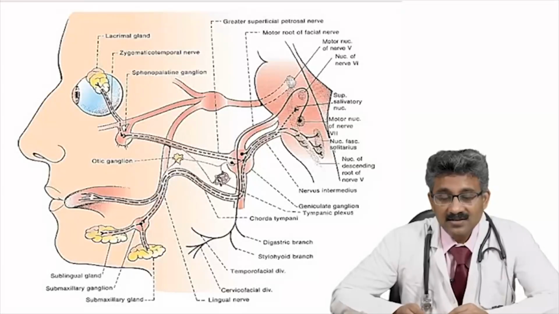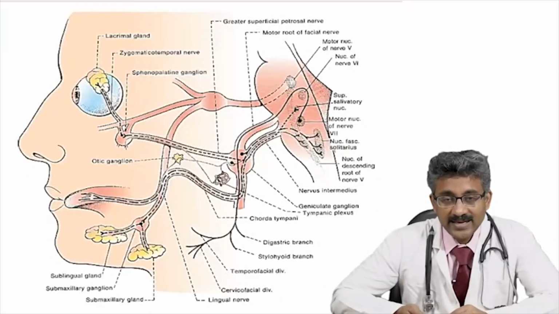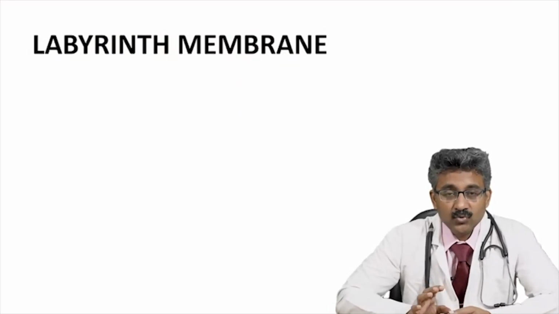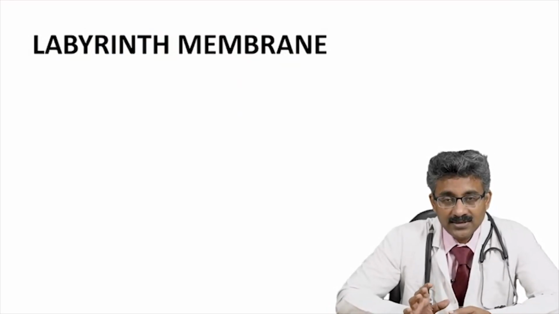Okay, so next we'll go to examination of the eighth nerve, that is the vestibulocochlear nerve. Again, like all the other cranial nerves, here also anatomy is important. You should know the anatomy of the eighth nerve, then only can we think properly and examine properly. So first I'll tell the labyrinthine membrane.